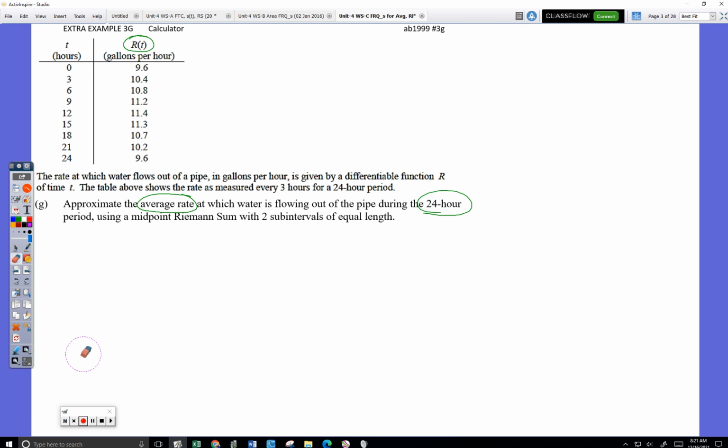Okay, the difference here is they do give a little bit of extra instruction. It says using a midpoint Riemann sum with 2 subintervals. So I need to draw some brackets. Raise your hand if you know where I draw the brackets. Let's go Porter. 0 to 12, 12 to 24. So if you knew that we needed to draw brackets like this, please give yourself a point. Questions?